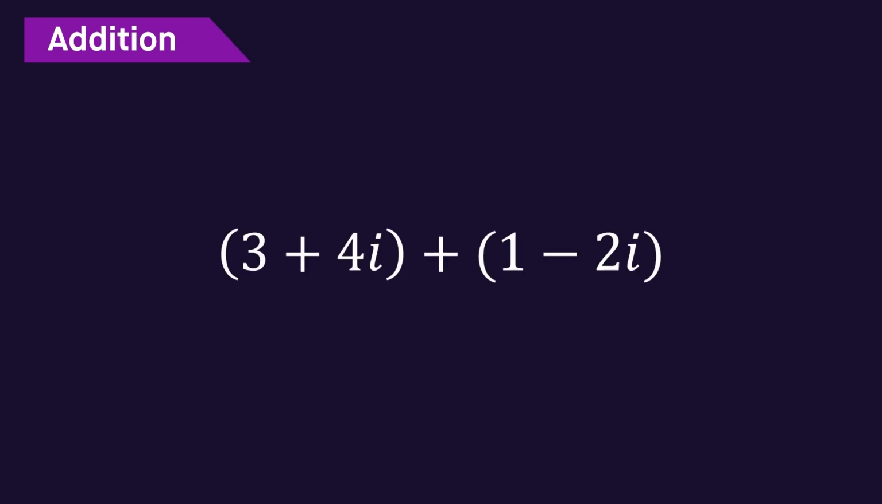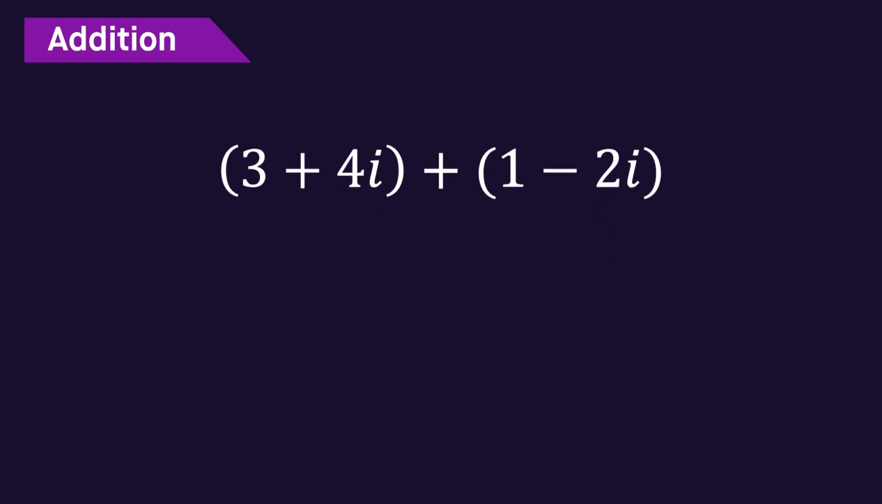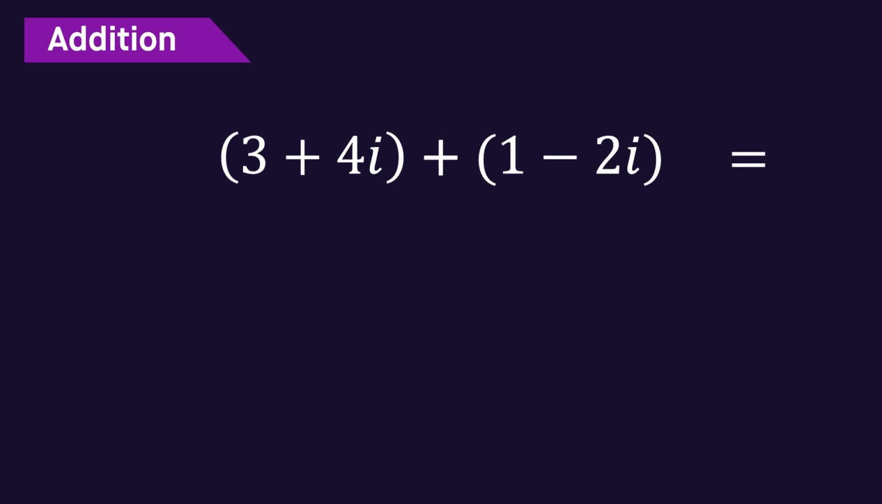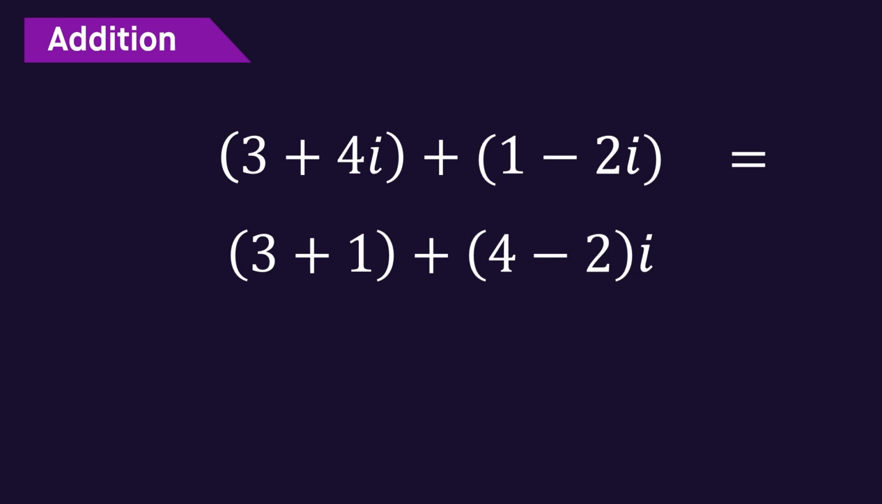Next, let's talk about adding and subtracting complex numbers in rectangular form. It's actually pretty straightforward. To add two complex numbers, we just add their real parts and their imaginary parts separately. So if we take 3 plus 4i plus 1 minus 2i, the real part is 3 plus 1 and the imaginary part is 4 minus 2. The result is 4 plus 2i. Easy as that. For subtraction, it's the same idea, just subtract the real and imaginary parts separately.